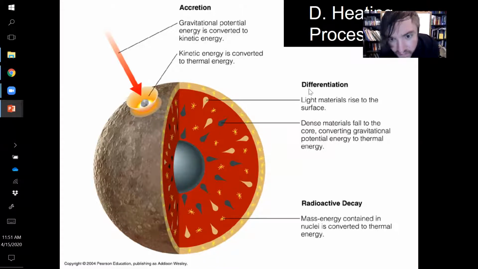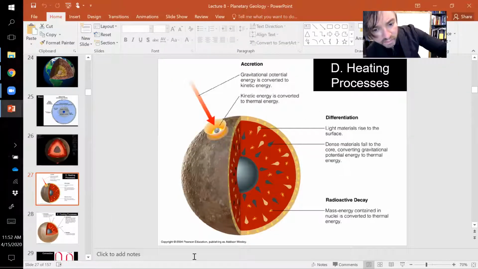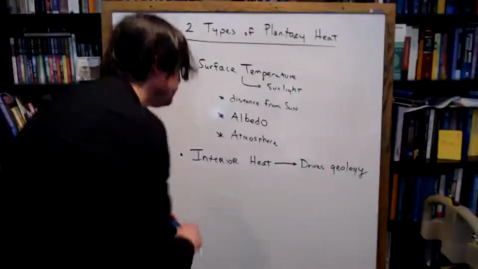Then there's this important process called differentiation. The differentiated layers of Earth give it its kind of lollipop structure where there's metals in the core and rocks on the outside. And lastly, planets continue to get heating from radioactive decay of radioactive isotopes buried all within its interior. And this is an important point that is actually worthy of taking some notes.